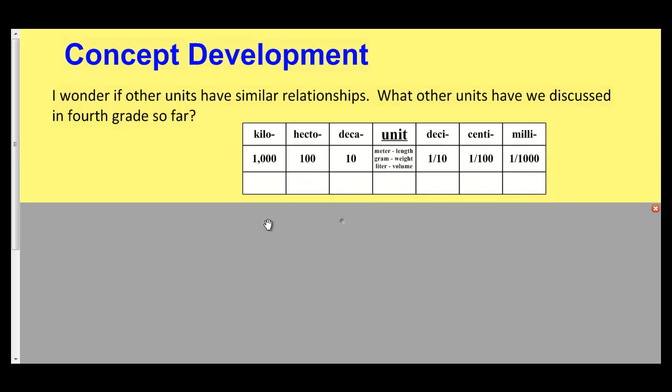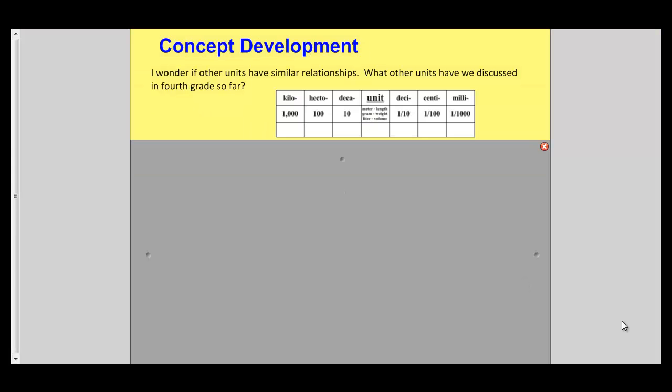Now, in thinking about these units, think about some similar relationships that we've already discussed so far. These are just some prefixes that are used in the metric system: kilometers, hectometers, decameters, and this is the unit, and then decimeters, centimeters, and millimeters. And this can work for grams or liters as well. But when you look at this chart, this should remind you of a chart that we've been using quite a bit. Does this remind you of a place value chart? This works a lot like a place value chart.